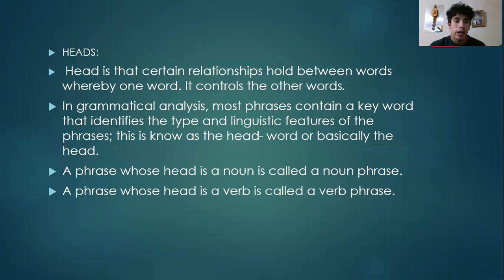Okay, now let's talk about the heads. A head is where certain relationships hold between words whereby one word controls the other words. In grammatical analysis, most phrases contain a keyword that identifies the type and linguistic features of the phrase. This is known as the head word, or basically the head. A phrase whose head is a noun is called a noun phrase. A phrase whose head is a verb is called a verb phrase.